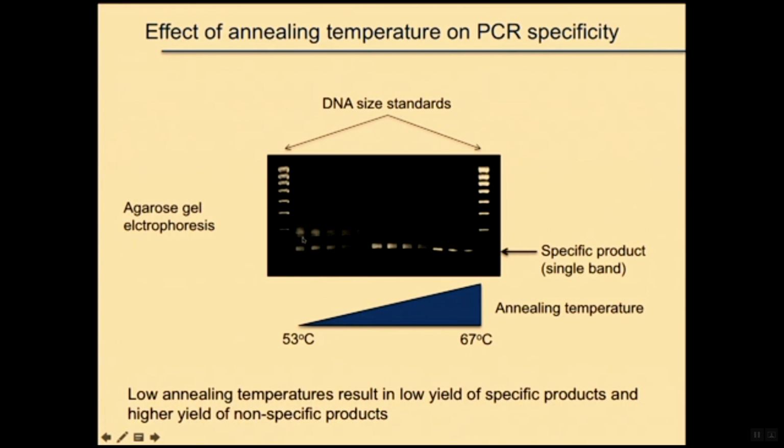So a lower annealing temperature essentially results in lots more non-specific products. You still get the product you want, but then your primers are binding somewhere else, and the DNA polymerase is busy making other bits of DNA that are not of interest to you. So as you increase the annealing temperature, you get much more specific product of the PCR product that you're looking for.